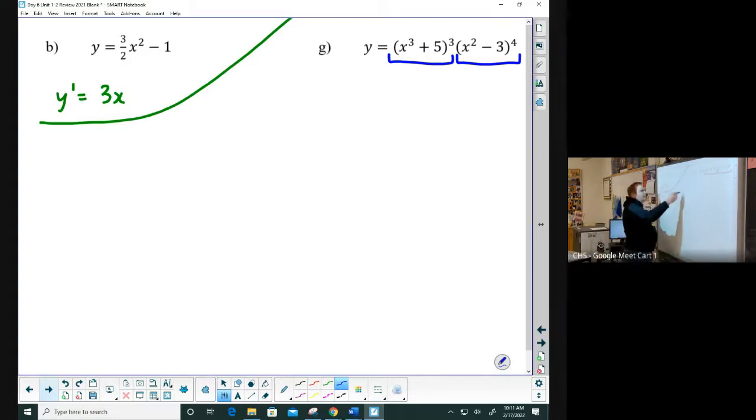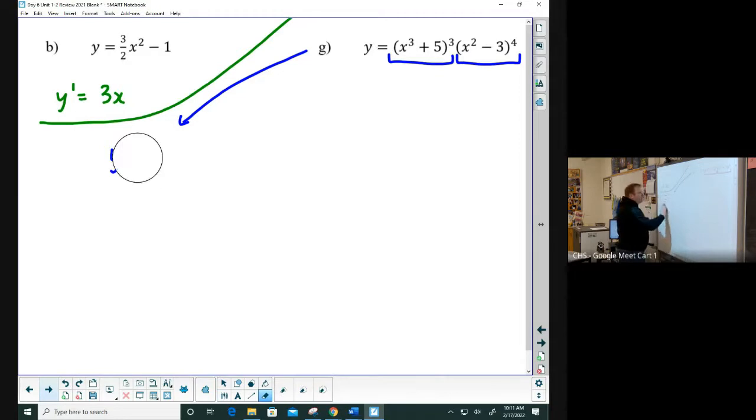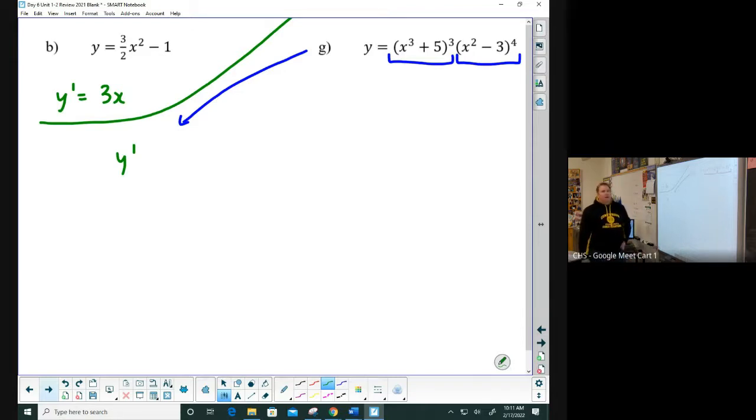All right, I'm giving myself lots of room, so I'm going to start over here, y prime equals. Actually, I'm going to do it in green because I'm doing calculus, so stick with my plan here. Y prime. Derivative of the first. So the first is something cubed, which means I do this.